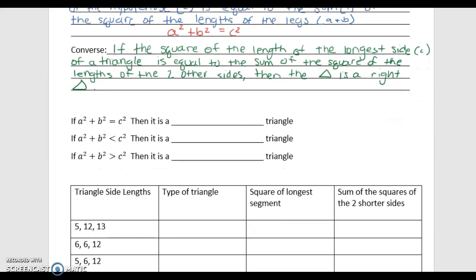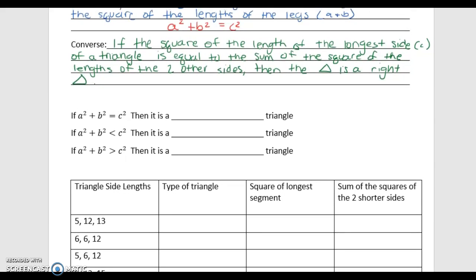Okay, today we're going to go even a little bit more in depth in that we're going to be able to tell: one, if it's a right triangle, two, if it's an obtuse triangle, three, if it's an acute triangle, and four, if it doesn't even make a triangle to begin with. Okay? So, we already know that if a squared plus b squared equals c squared, then it is, in fact, a right triangle.